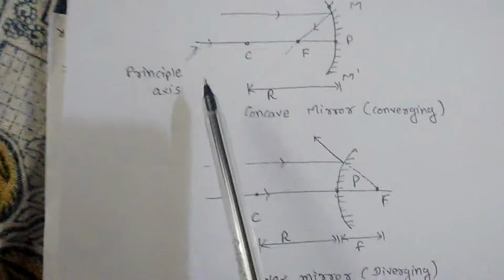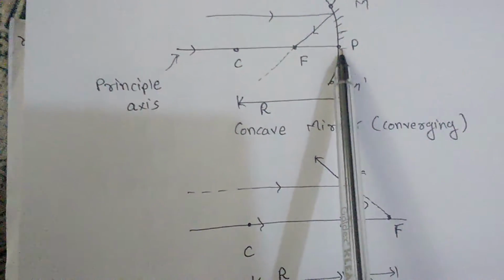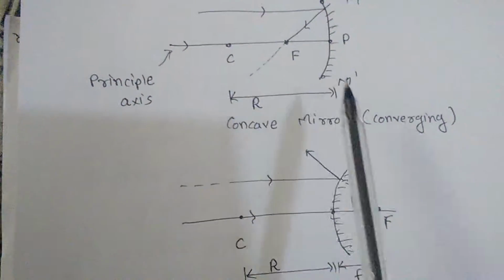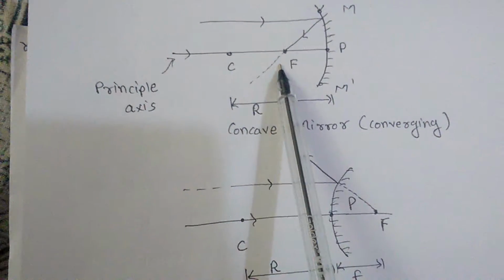And the first quantity is the principal axis, P is considered the pole, C is called the center of curvature, R is the radius of curvature, F is the focus. The distance from pole to F is the focal length.